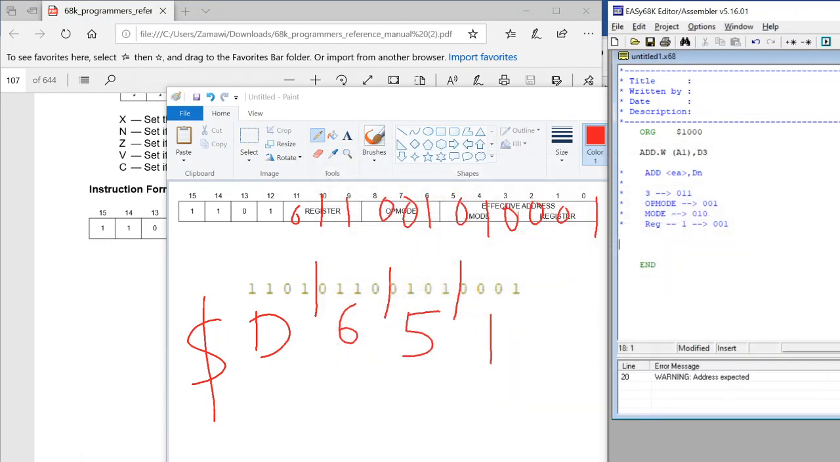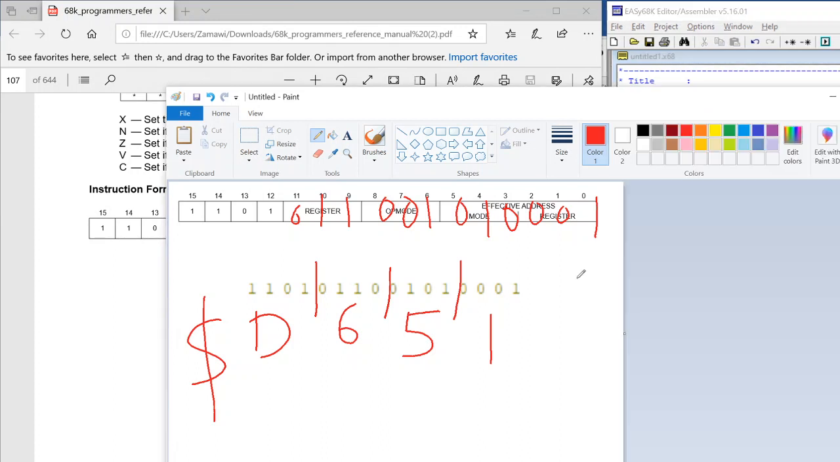So let's try another example for add dot long. Okay, so let's try this one from D7 to $6500. So now the pattern will be add DN to the effective address, right? So now you have to put these values, all these values back before you can insert it over there. So let's try.